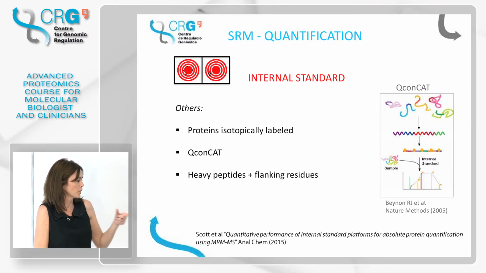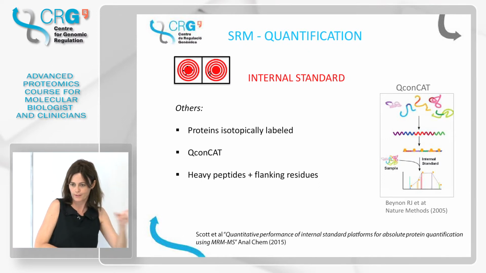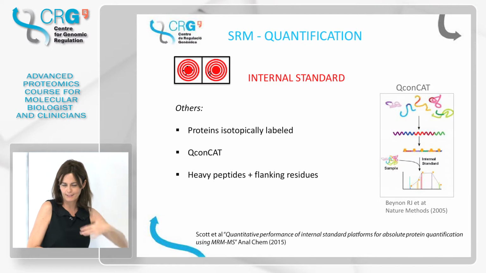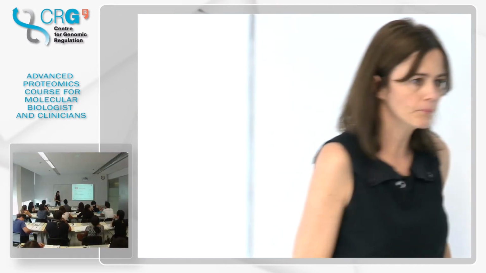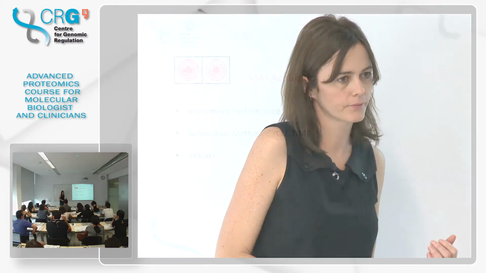Or some people put their heavy peptide with the flanking residues of the protein to digest it and then account for all these losses, you know? But even if the efficiency of the digestion is low, like 20%, 10%, if you compare different samples, they should be the same. Yes. So it should be corrected for that. Yes, it's more about absolute quantification.